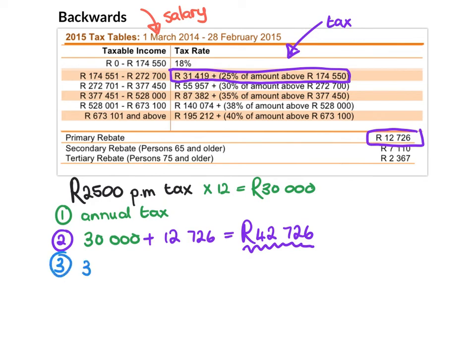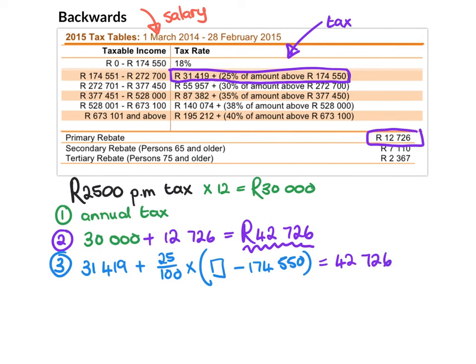So I write down the formula like I did when I worked forwards, plus 25 over 100 times, and remember this was the point where we have the salaries, so you could just put a block here or an X, whatever makes you feel comfortable. And once I do this, I should get the answer of 42,726. So when I do this backwards, I'm going to start with the answer, and I'm going to minus 31,419. I'm going to see what that answer is and divide by 25%.